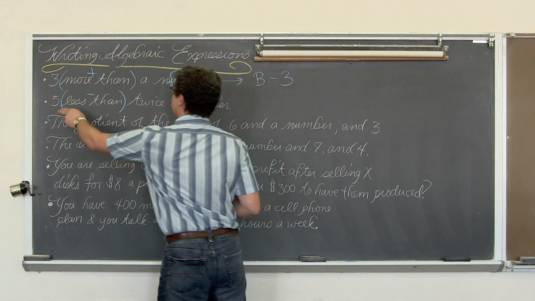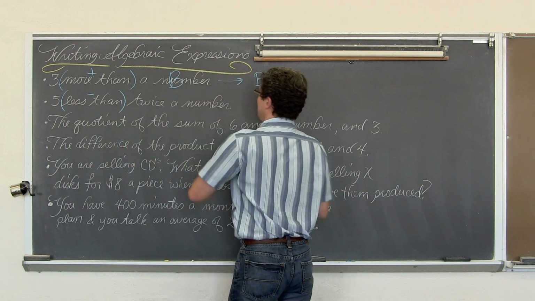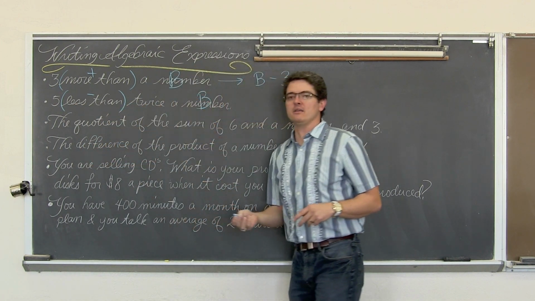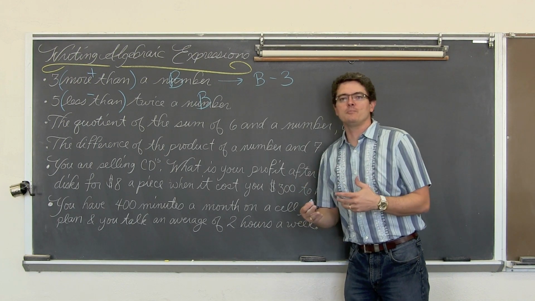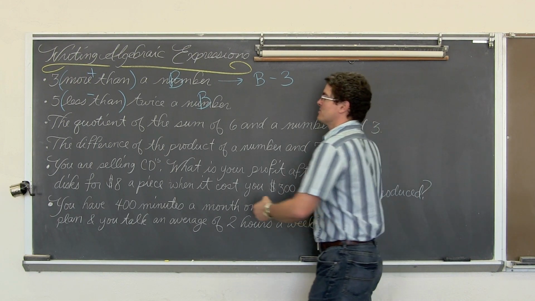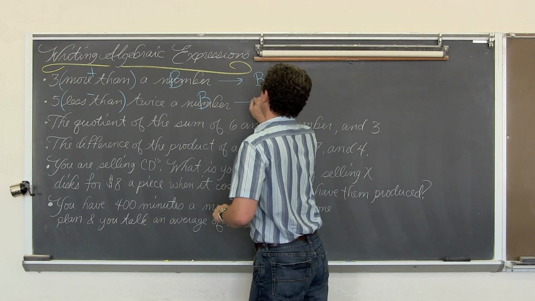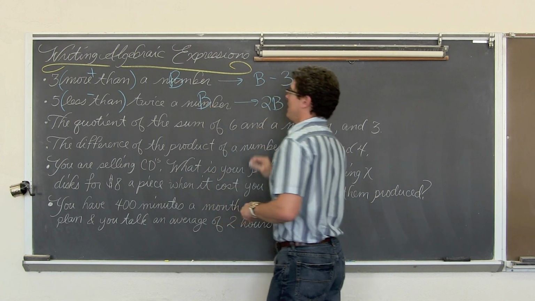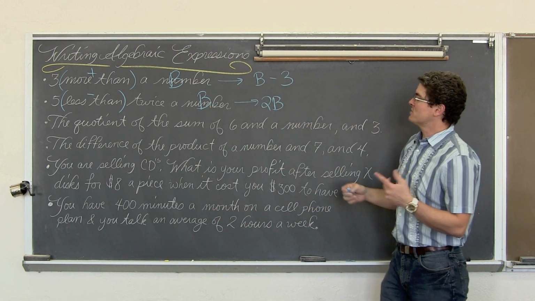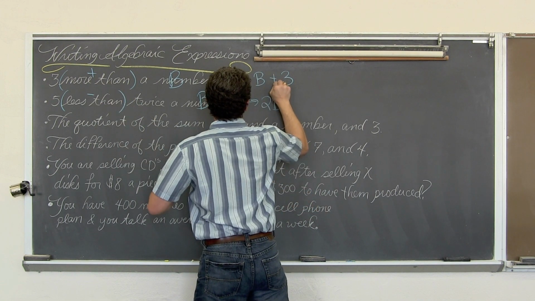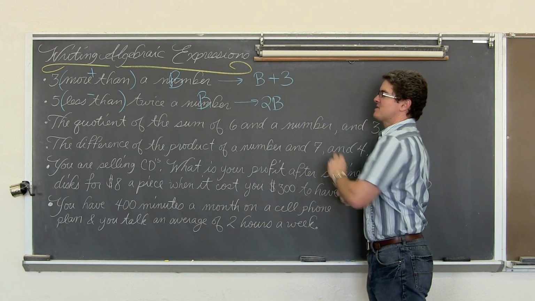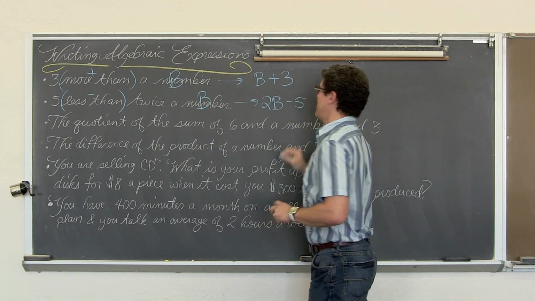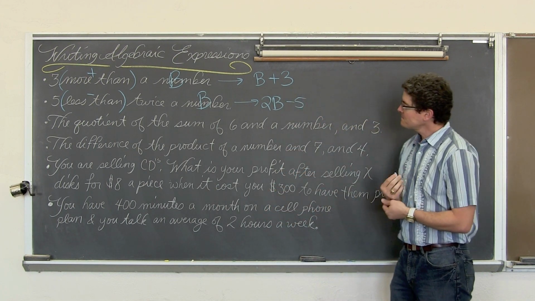How about 5 less than twice a number, again, an unknown value? I don't care what letter you pick. Twice a number is a multiplication by 2, so twice a number is going to be 2b. And then 5 less than twice a number means take 5 away from it.